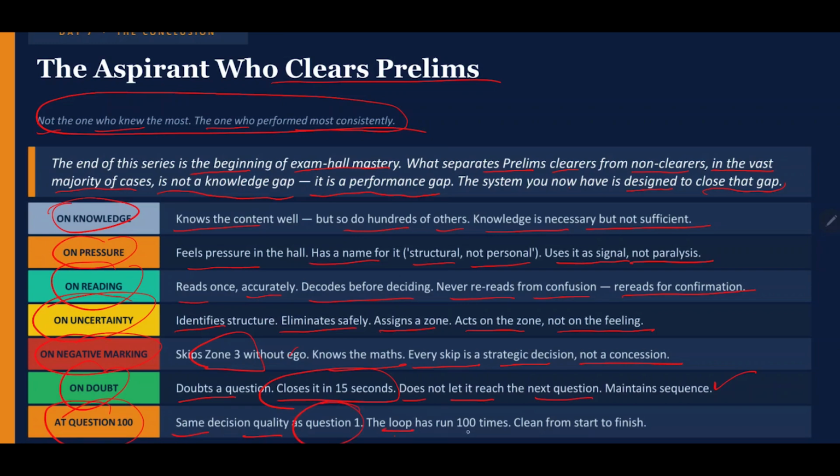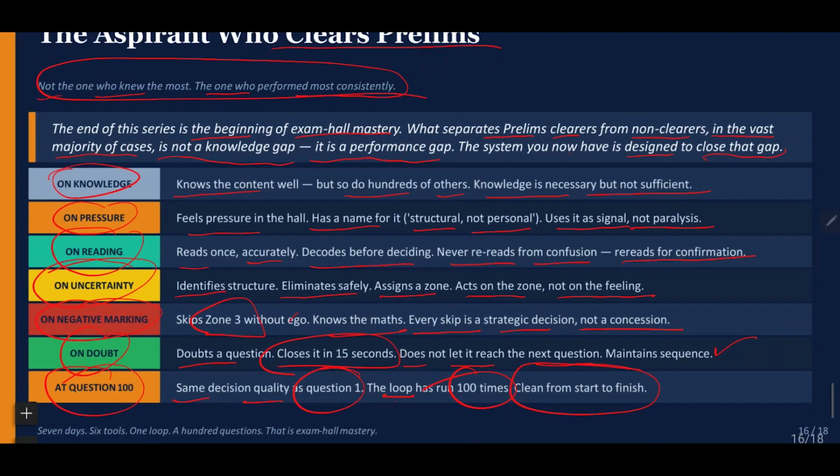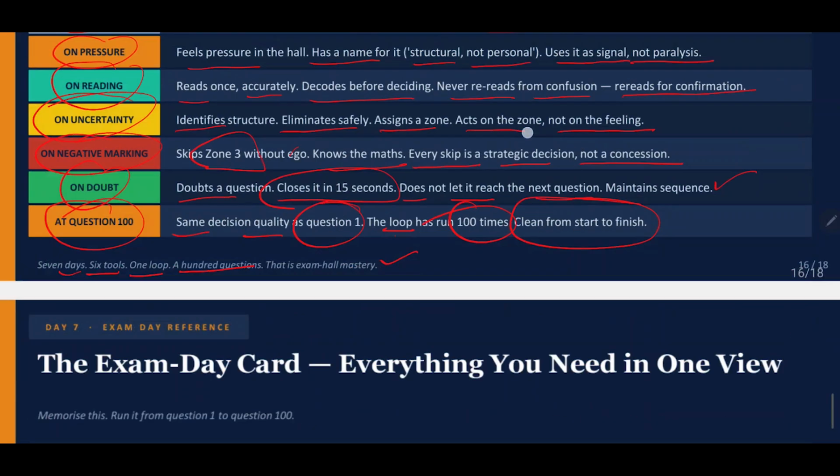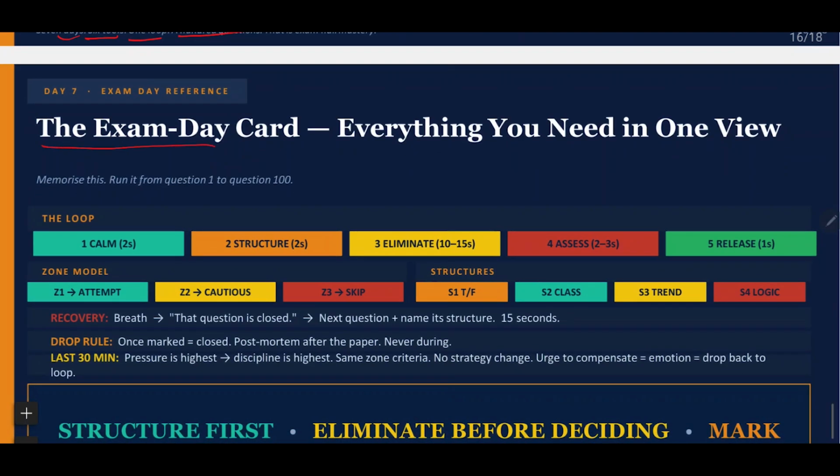The loop has run 100 times. Clean from start to finish. So, 7 days, 6 tools, 1 loop, 100 questions. This is exam hall mastery, right? So, the exam day card, everything you need in one view. Memorize this. Run it from question 1 to 100.